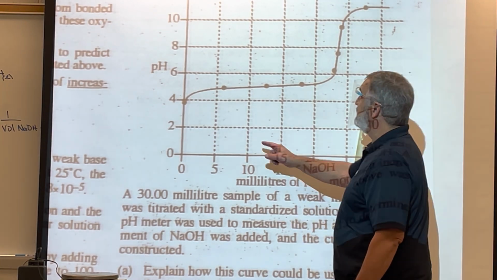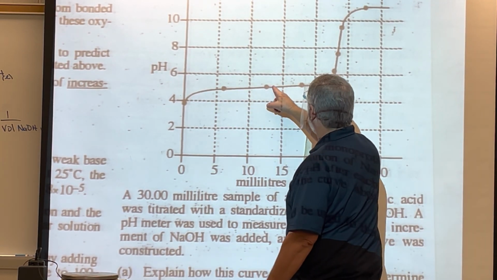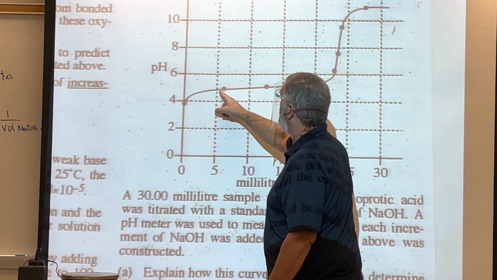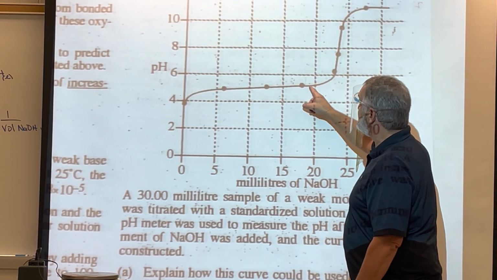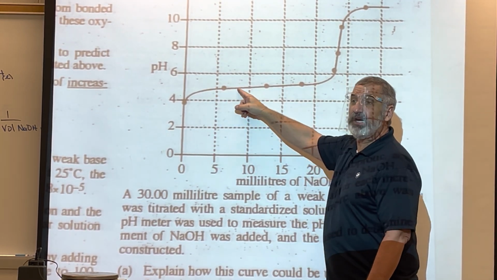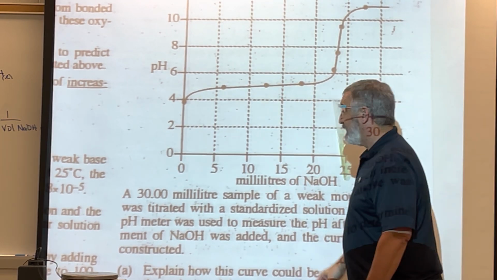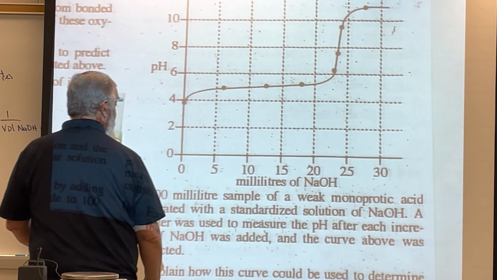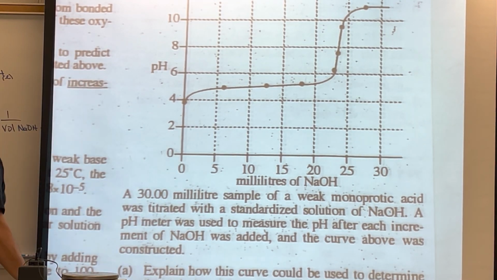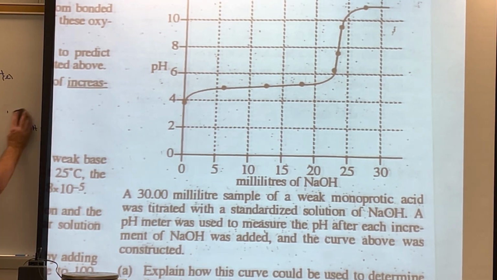Now, notice how it stays relatively flat. That's because in this zone, we're creating a buffer. As we go through and we're doing this reaction, 30 milliliters of a weak monoprotic acid, so they didn't even say which one it is.